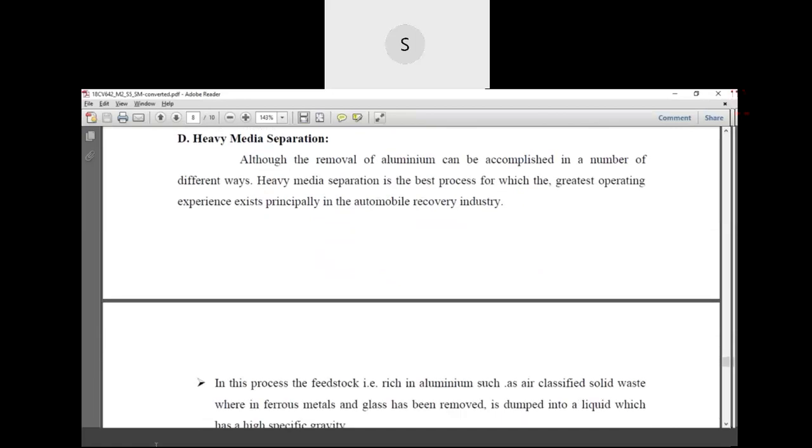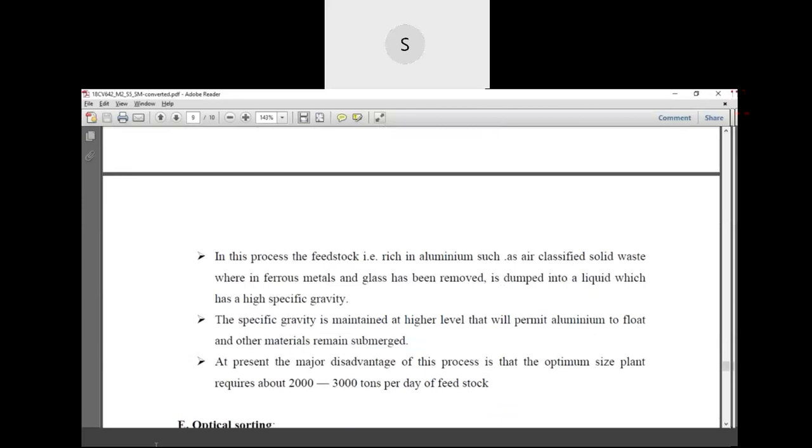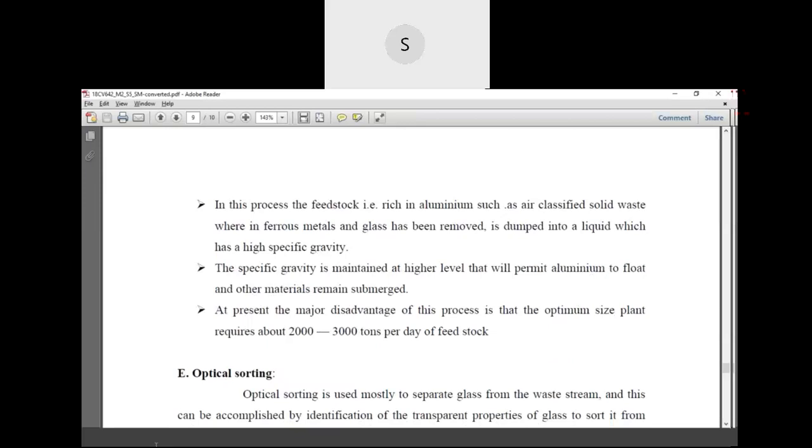In this process, the feedstock that is rich in aluminum, from which non-ferrous materials and glass have to be removed, is dumped into a liquid which has a high specific gravity. The specific gravity is maintained at a higher level than that of aluminum, so that the aluminum floats and other materials remain submerged. At present, the major disadvantage of this method is that the optimum size of plant requires 2000 to 3000 tons per day of feedstock.